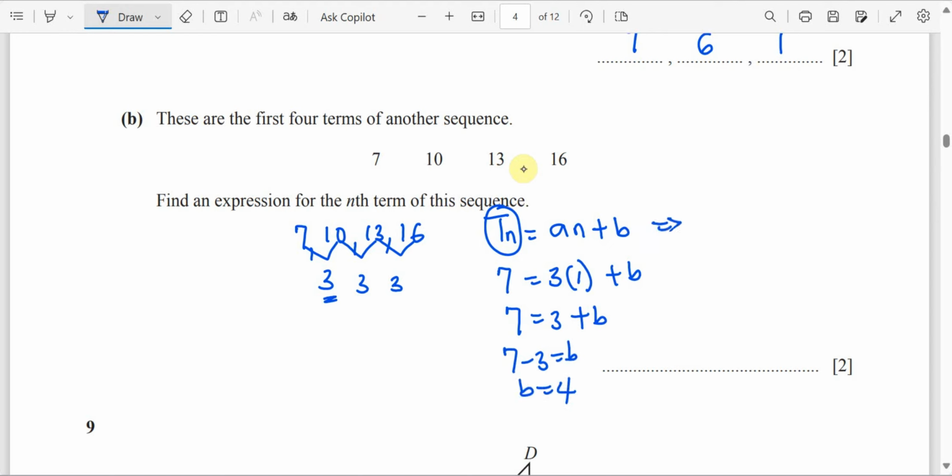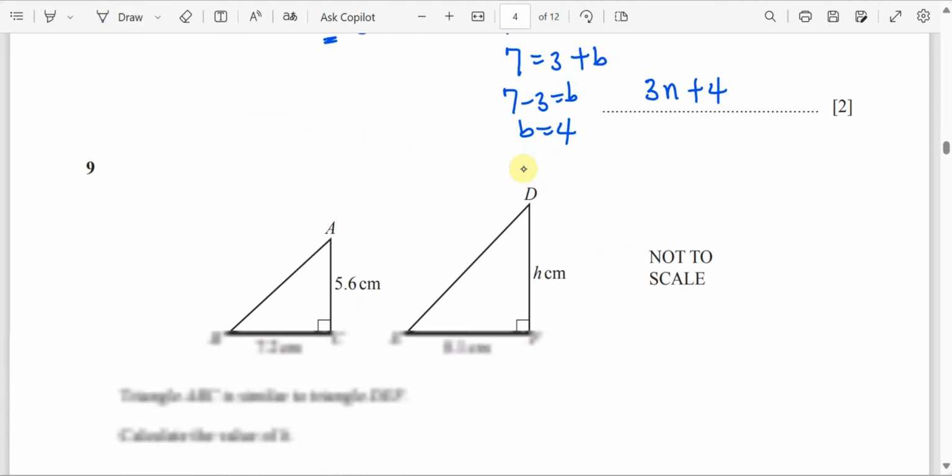So rewriting this now, Tn will be equal to A is 3, n plus 4. So this is 3n plus 4. You can check if your answer is the same. When n is 1, that's 3 times 1 plus 4. That will give us 7. When n is 2, 3 times 2, 6 plus 4. That will give us 10. When n is 3, 3 times 3, 9 plus 4. That would give us 13. When n is 4, 3 times 4 is 12 plus 4. That would give us 16. So yes, that answer is correct.